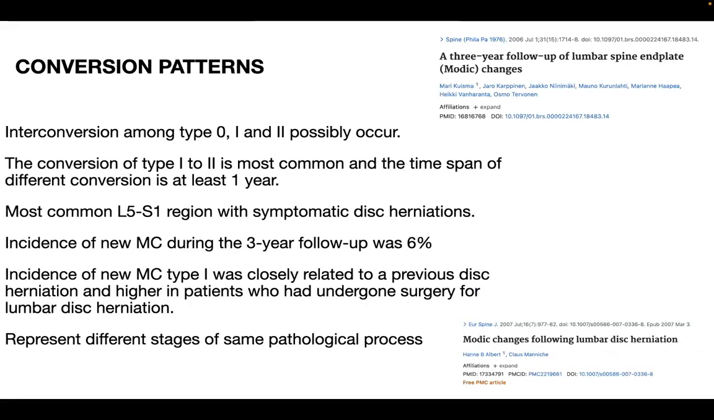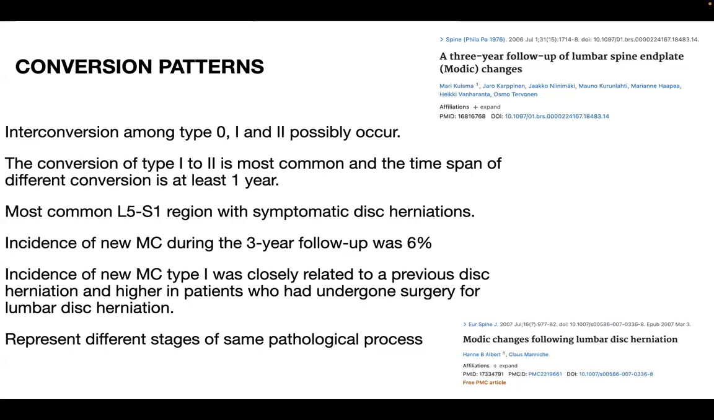Coming to conversion patterns, there is an interconversion happening between Modic type 0, type 1 or type 2, which possibly occurs. This conversion of type 1 to type 2 is most common, and the time span between the different conversions is at least a year.